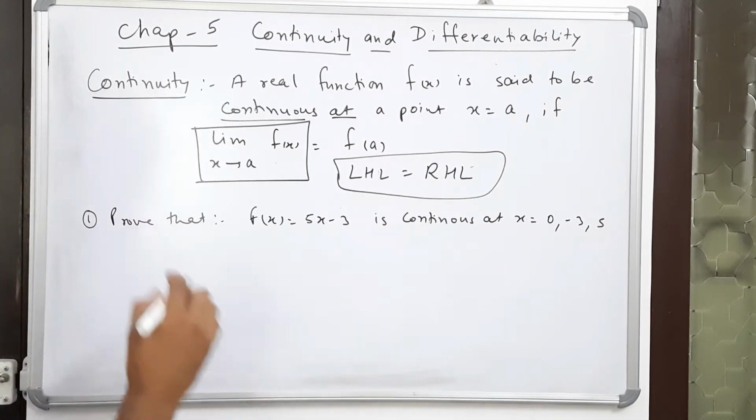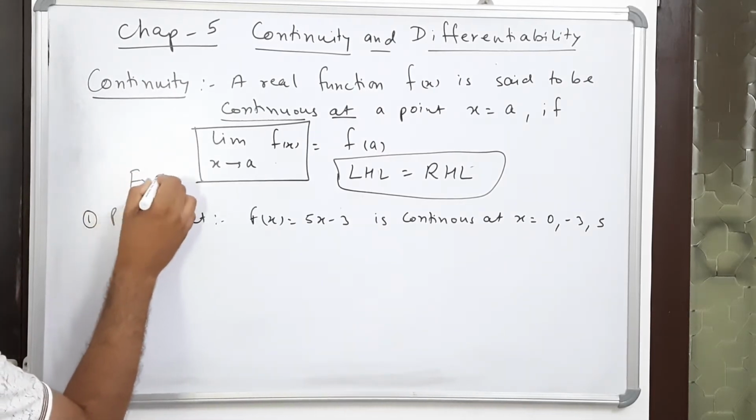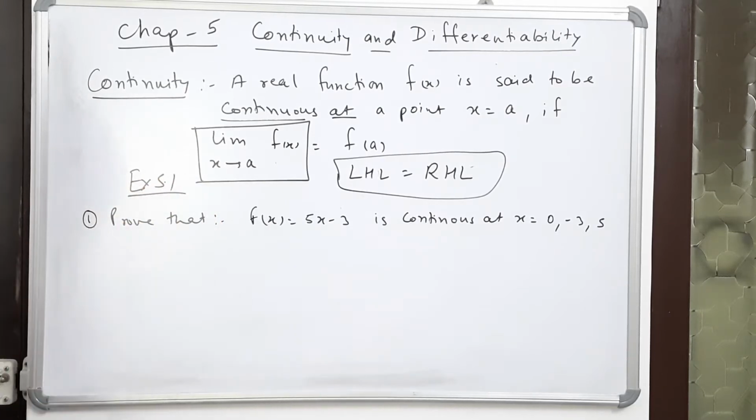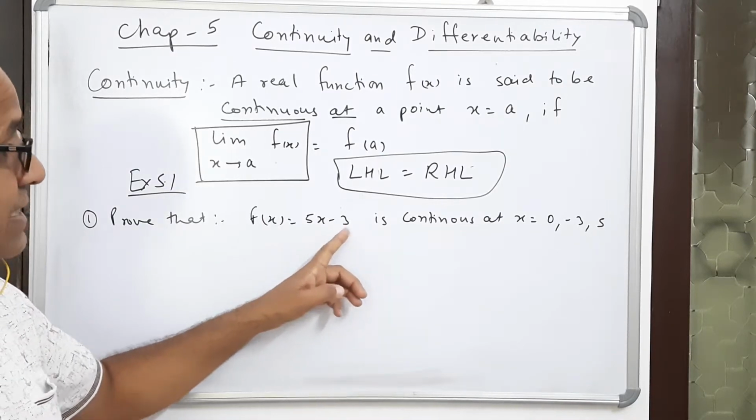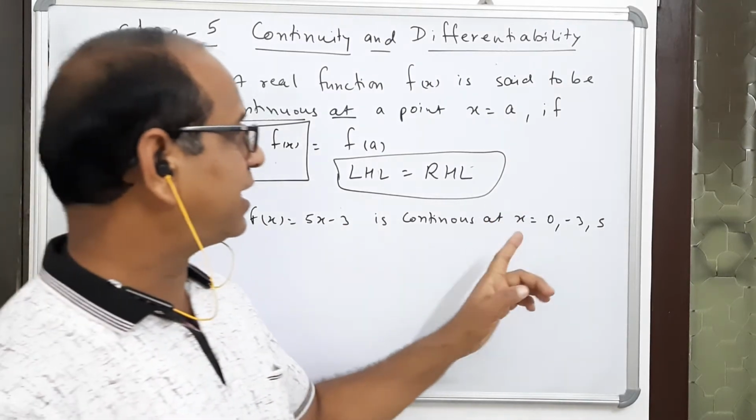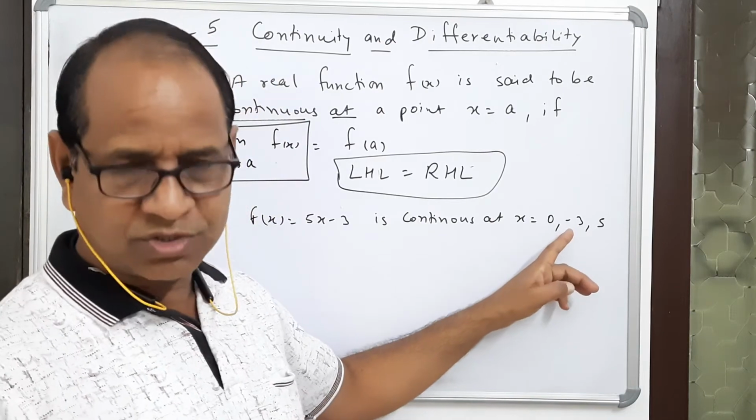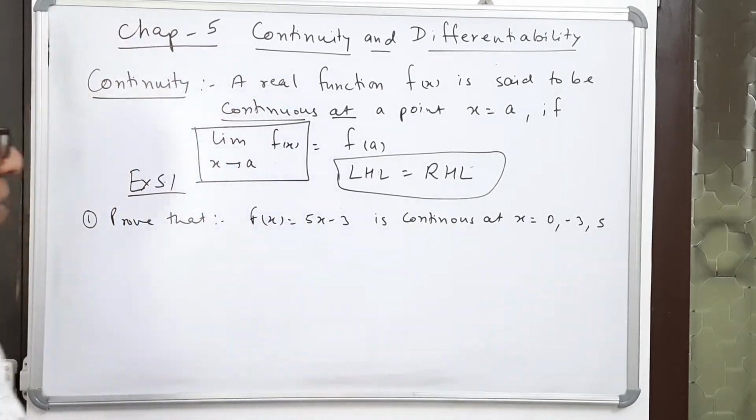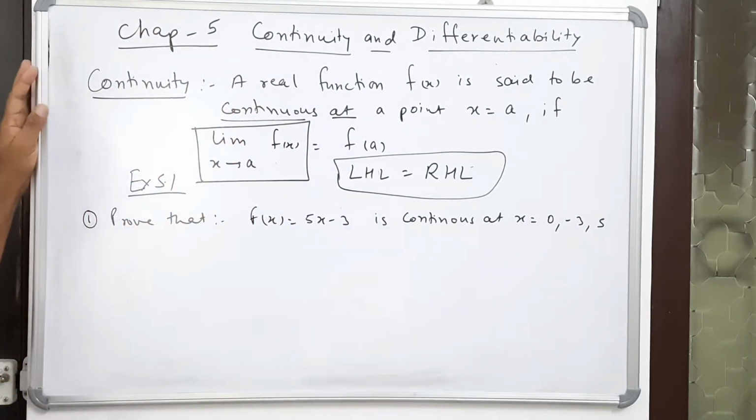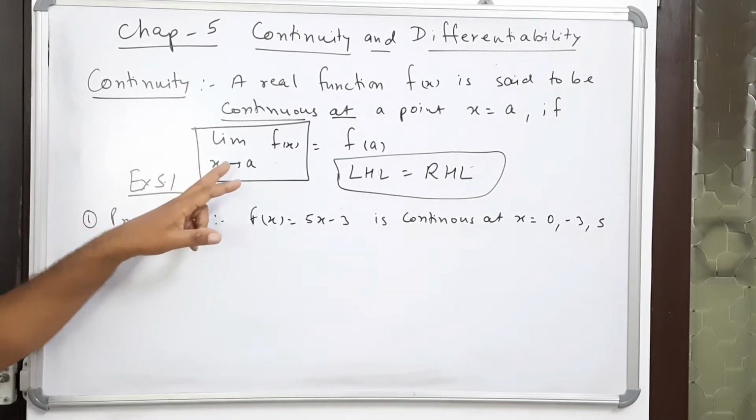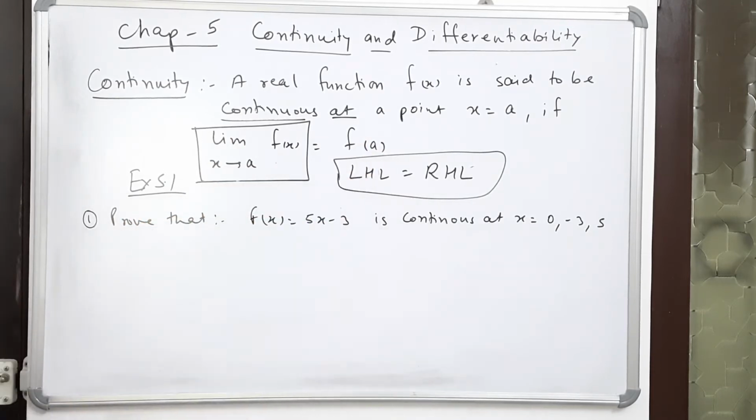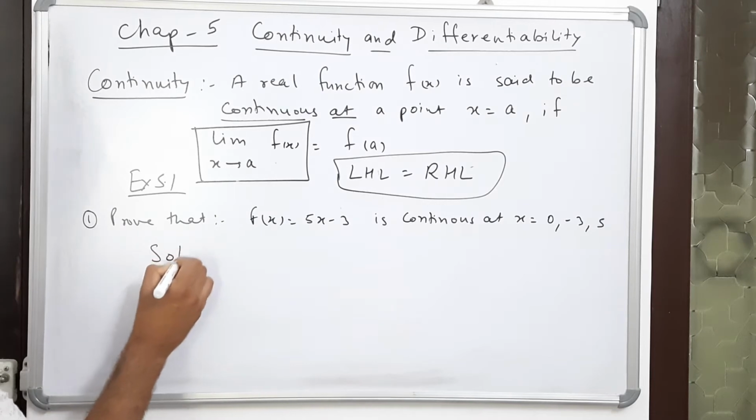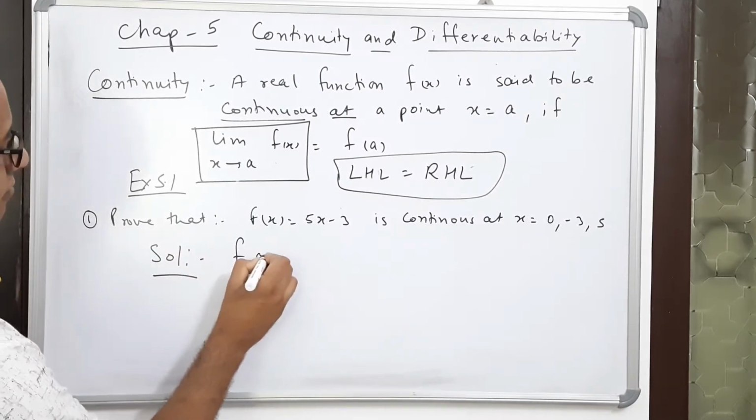Now I am taking the problem from exercise 5.1, the first problem. Prove that f(x) equals 5x minus 3 is continuous at x equals 0, x equals minus 3 and x equals 5. Please all of you listen, children, and be attentive. I told you that the limit at x equals a is equal to f(a). So in the solution of this part, first of all we calculate f(a).